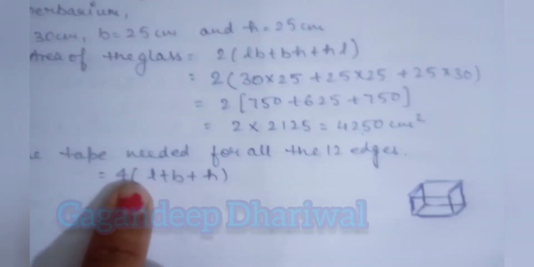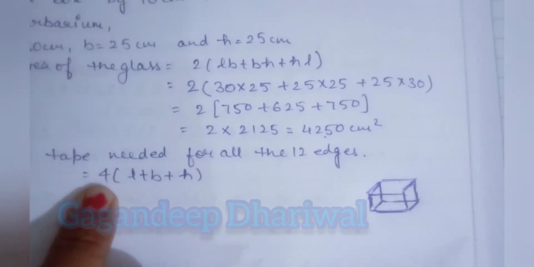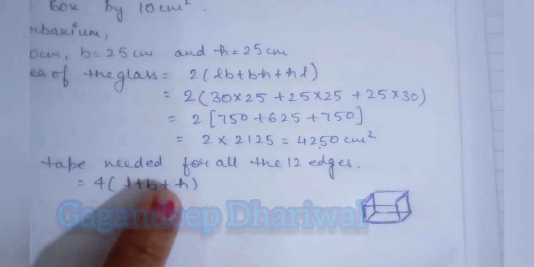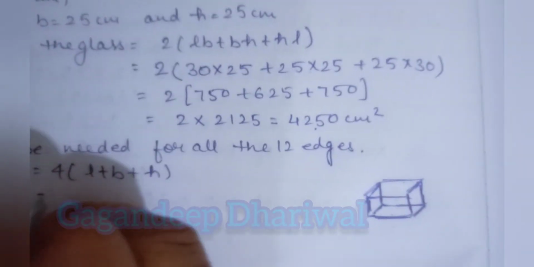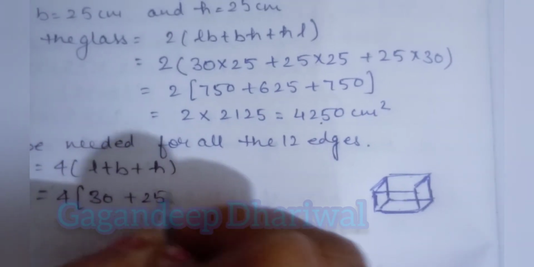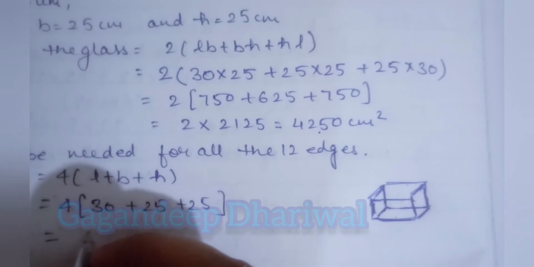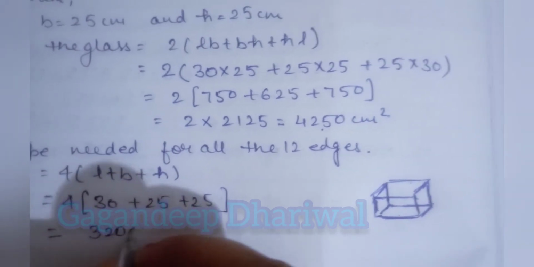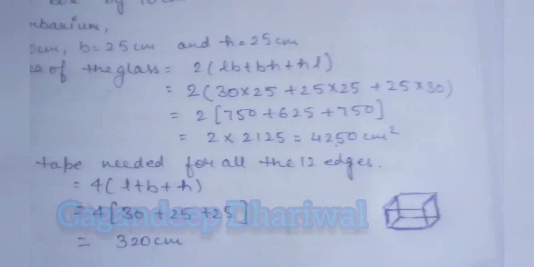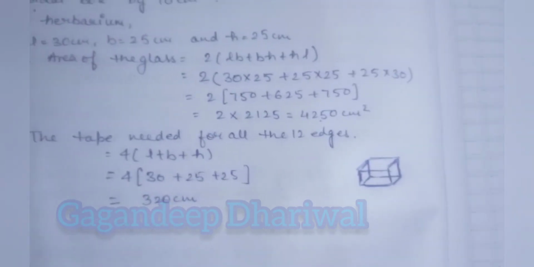That's why 4 length, 4 breadth and 4 height, and we take 4 outside as common, length plus breadth plus height. Now 30 plus 25 plus 25, we will get 320 centimeter. Okay, so this is the length of the tape.